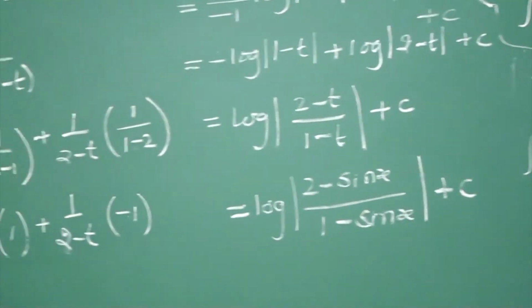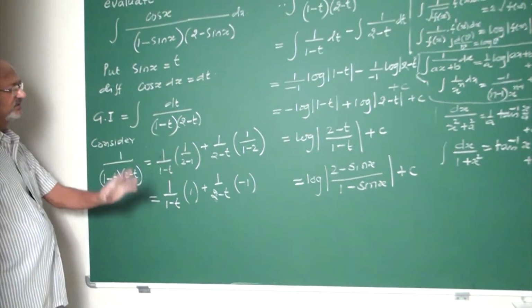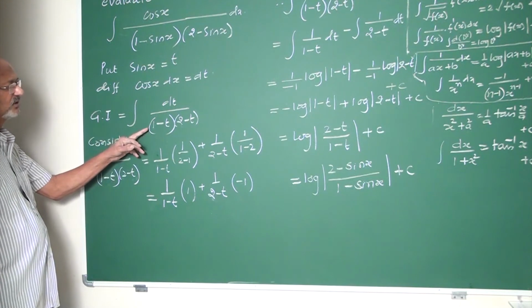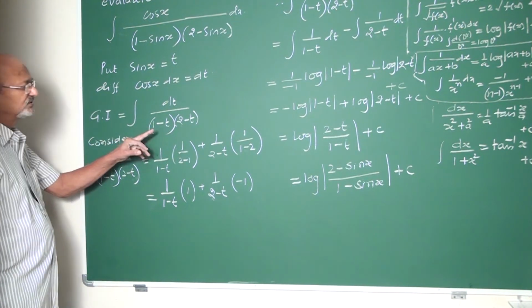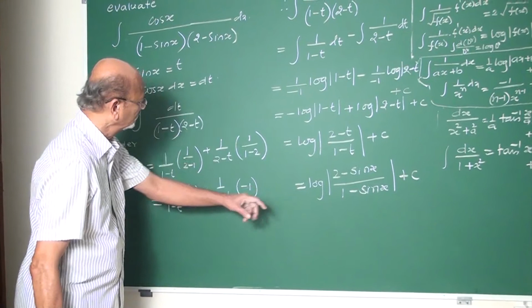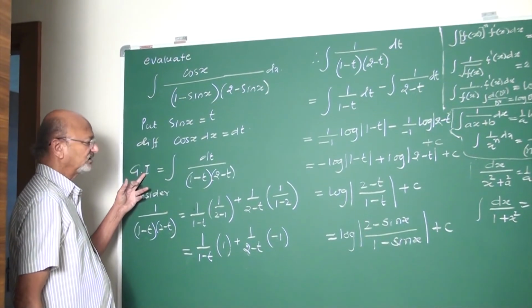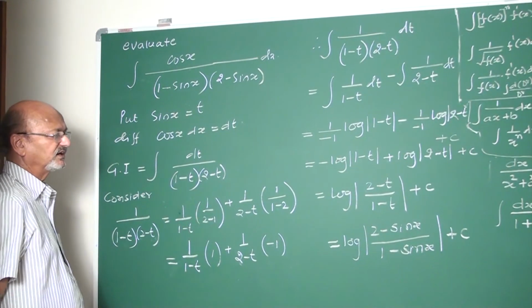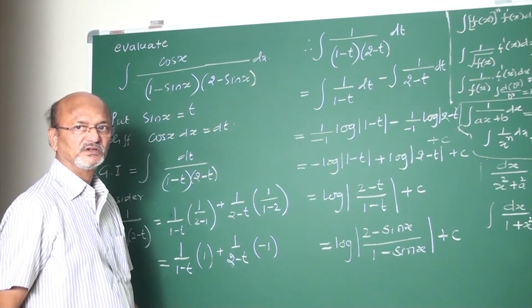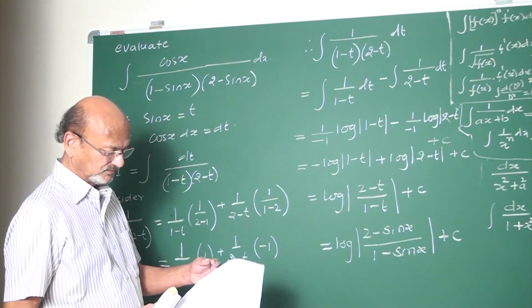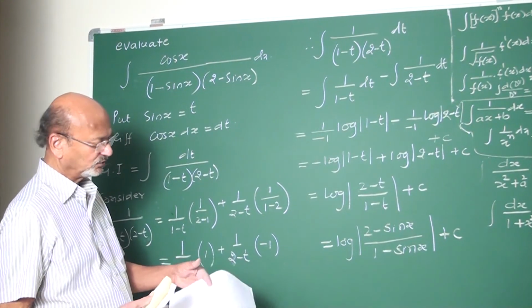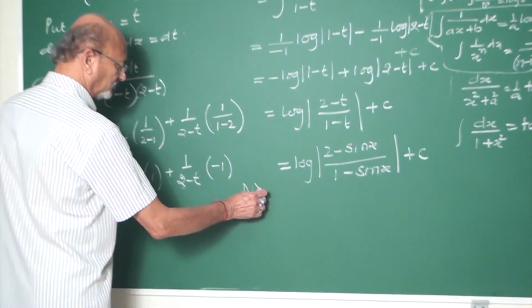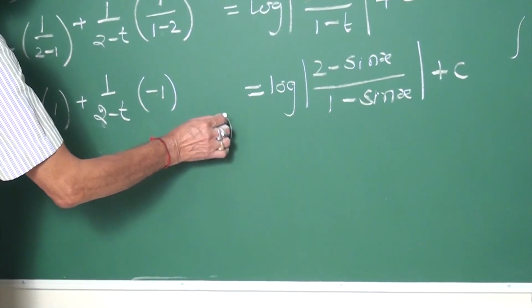The given integral equals this value. Substituting here, the given integral is log of (2 minus sin x) upon (1 minus sin x) plus c. That is the answer. My friends, on the same basis, you do it yourself.